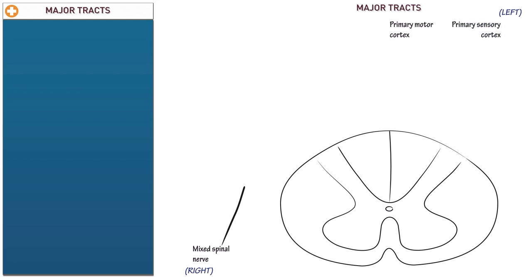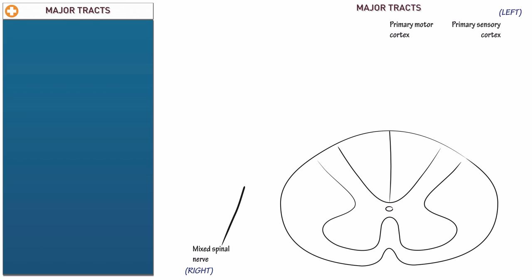Now on the right side, draw a mixed spinal nerve. Then on the left, label the primary motor cortex and label the primary sensory cortex. Include a table so we can keep track of key elements of the major tracts.